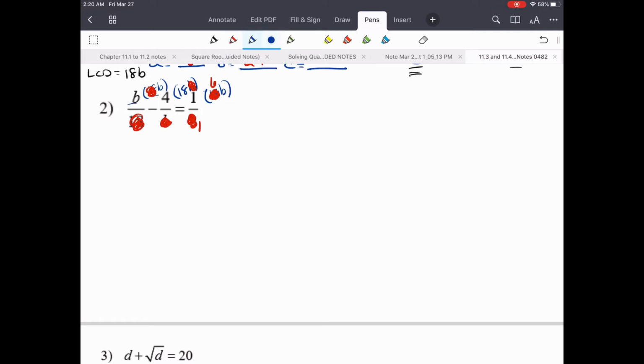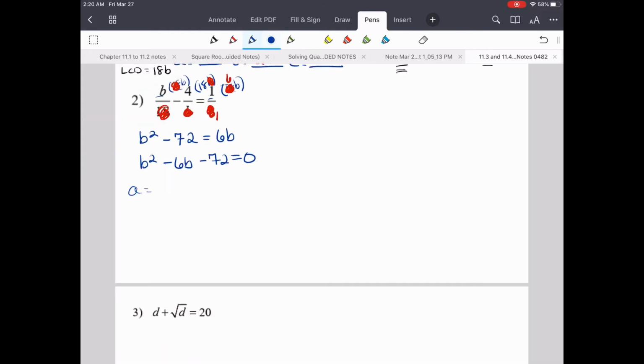So now we're left with b times b, which is b squared, minus 4 times 18. Now 4 times 18 is 72. So minus 72 equals, and then 1 times 6b, which is just 6b. So you've got b squared minus 6b minus 72 equals 0. And this is what I was talking about. If you want to go ahead and use the quadratic formula, a is equal to 1 and b equals -6 and c equals -72, you can go through that process if you want to.